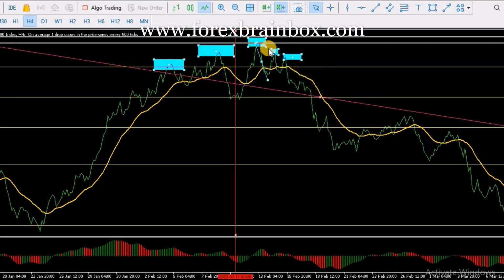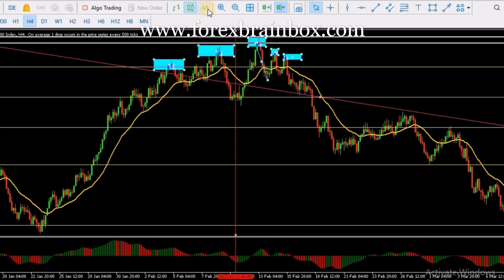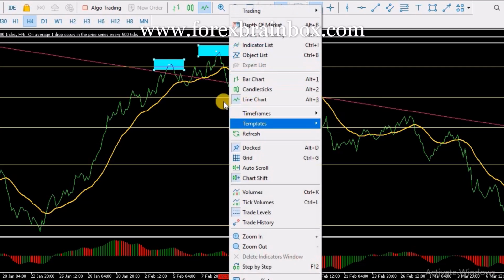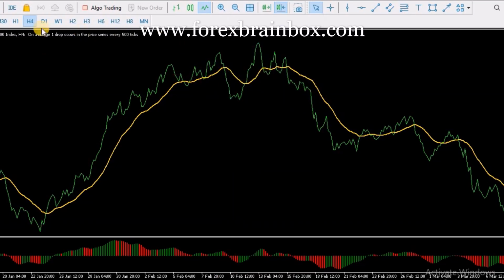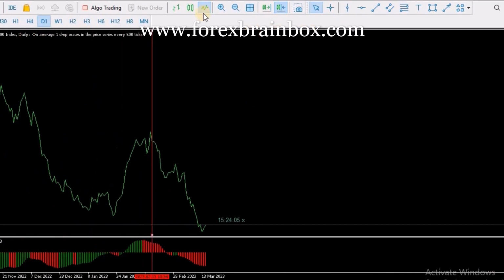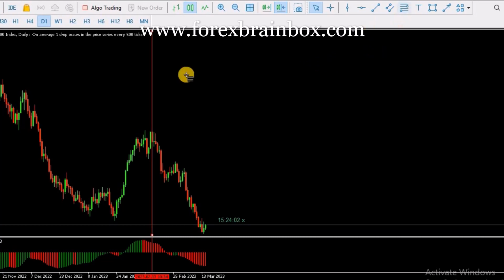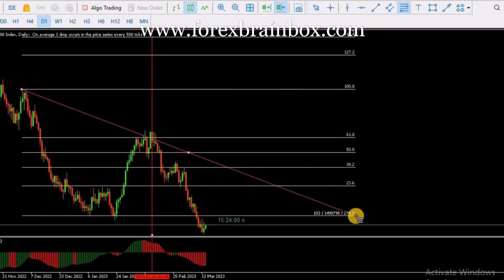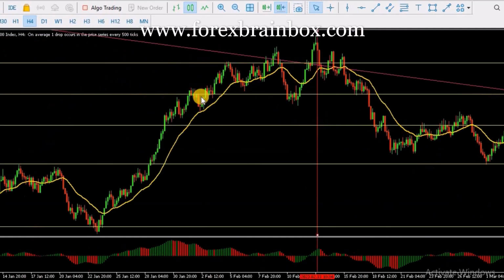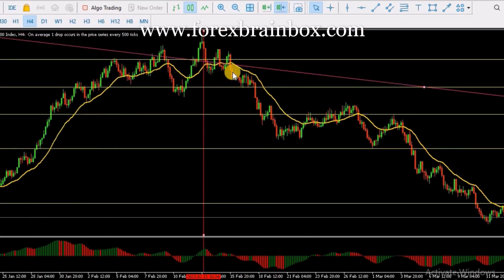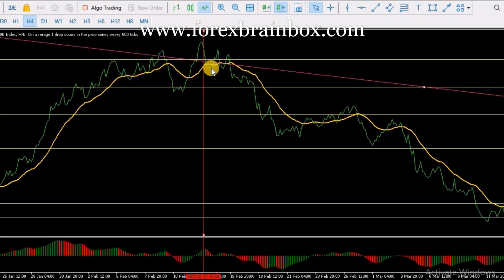At this point, this is where you start putting out your lines to map the structure when it's broken. So this is 1, 2.